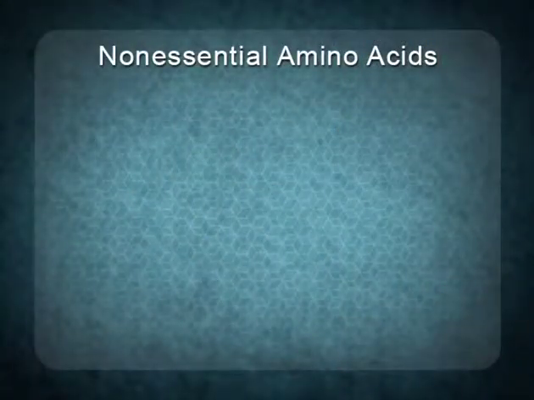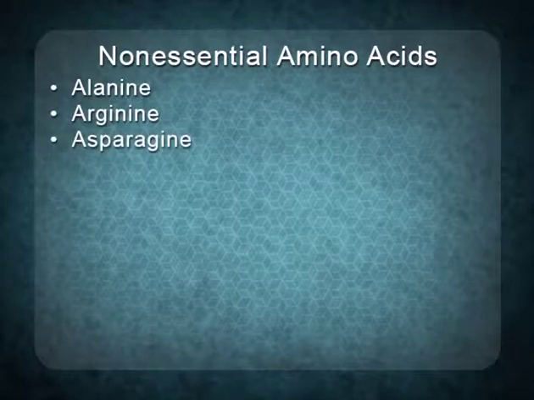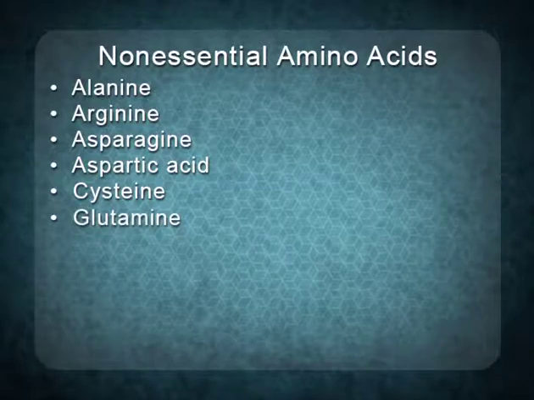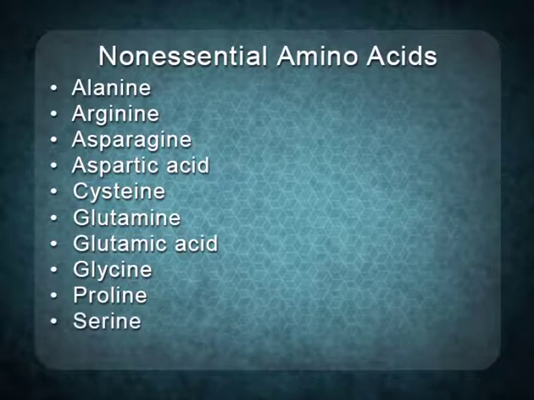Now, non-essential amino acids are important for creating protein. They're just as vital as the essential ones. So why the word non-essential? Non-essential means that under normal circumstances of wellness, you can make those non-essential amino acids in your body. The non-essential amino acids are alanine, arginine, asparagine, aspartic acid, cysteine, glutamine, glutamic acid, glycine, proline, serine, and tyrosine.